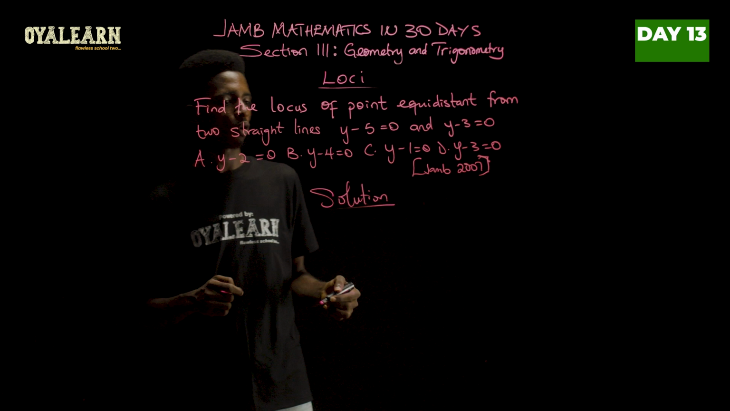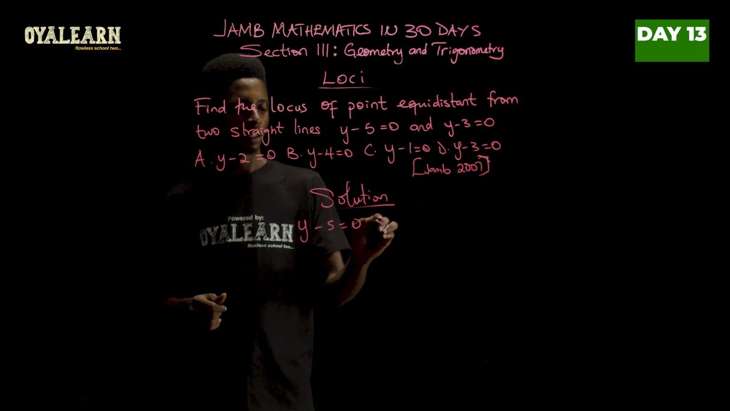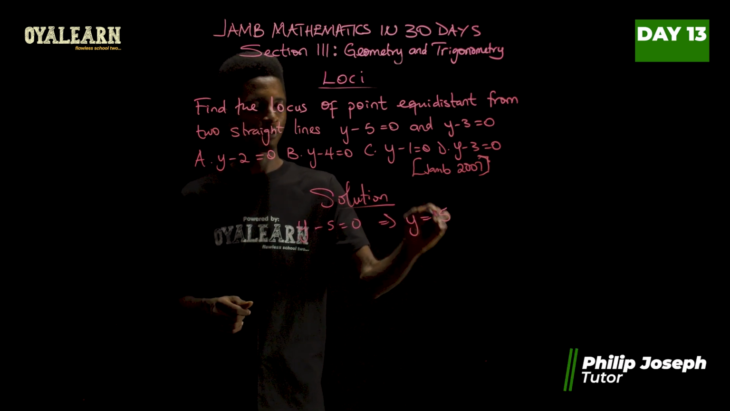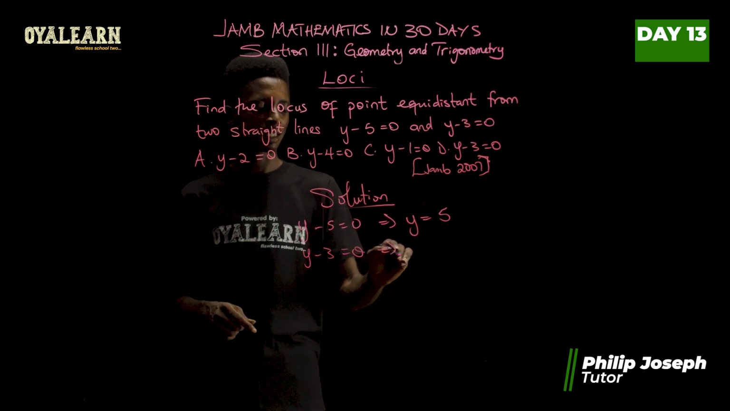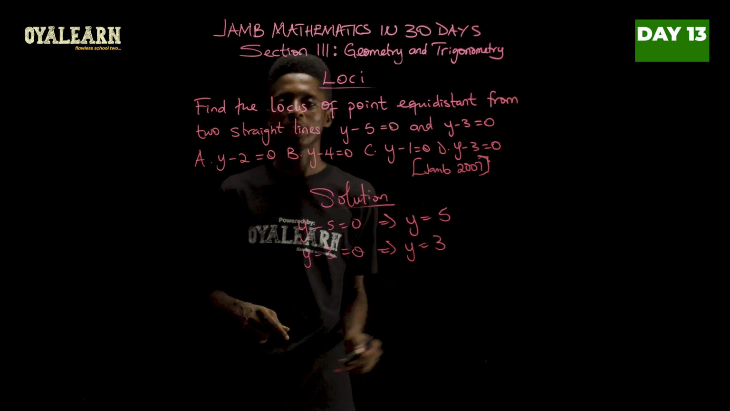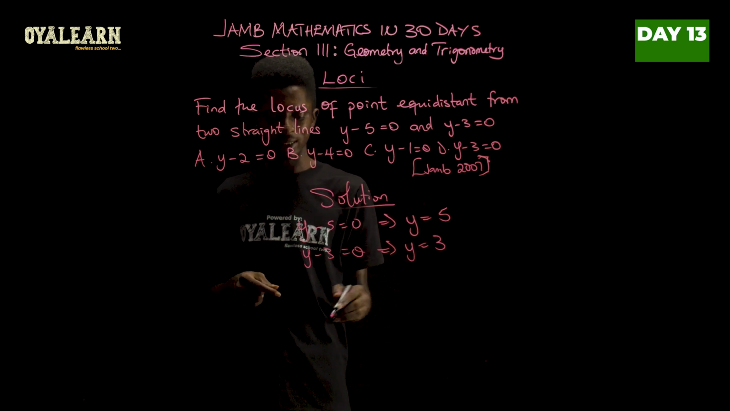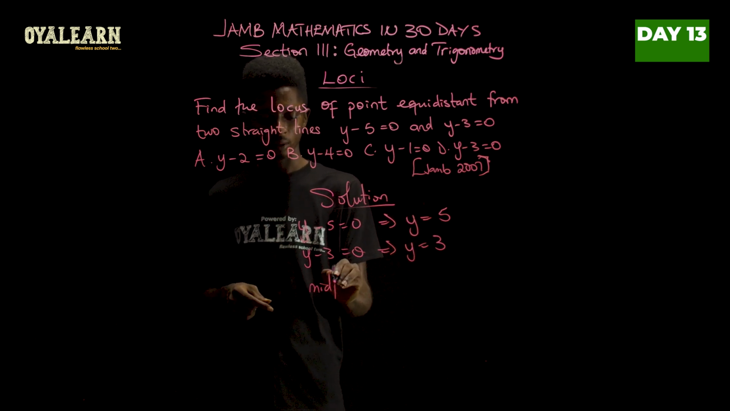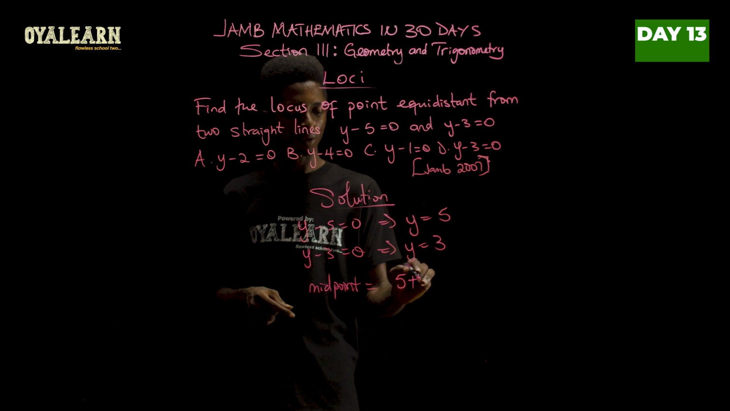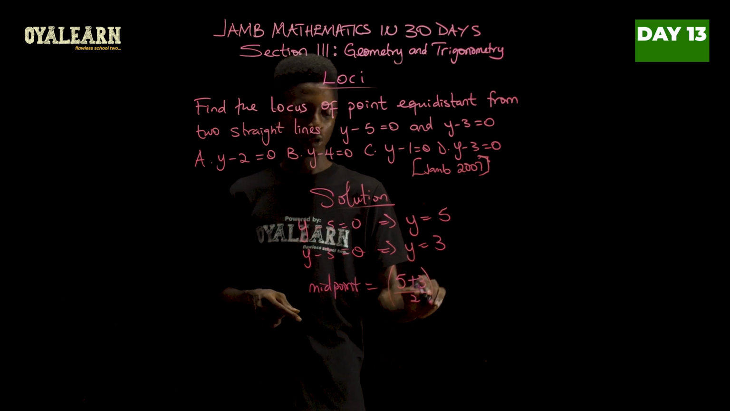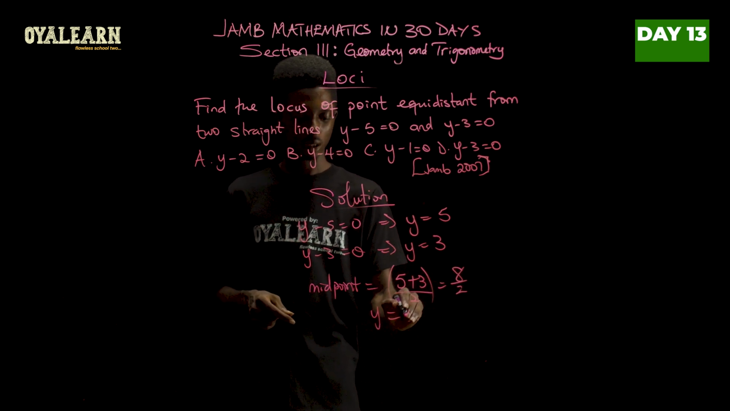We only have the y coordinates. From the first one, when y minus 5 equals 0, this implies that y equals 5. And from y minus 3 equals 0, this implies that y equals 3. Working with these two, we can then find the midpoint of these 2 lines. So the midpoint will therefore be 5 plus 3 divided by 2. So we would have 8 divided by 2. So we can then say y equals 4.